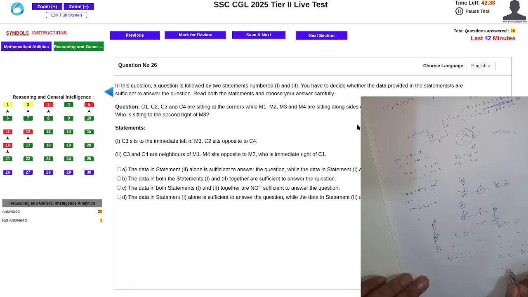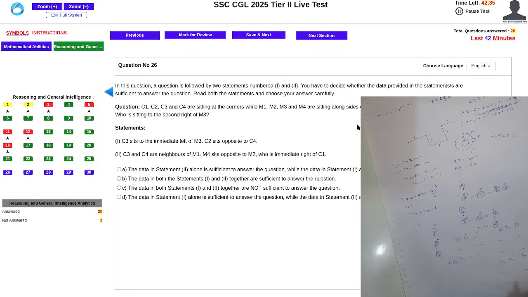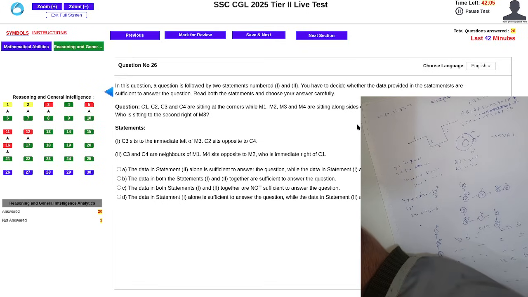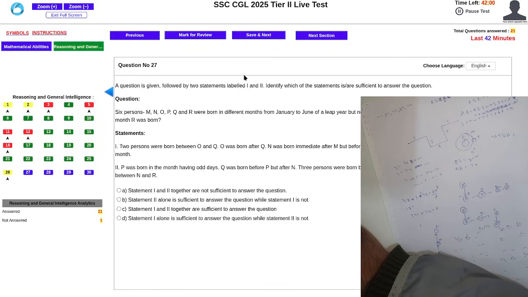M2 is immediate right to C1. M4 is opposite to M2. Sits second right of M3. We will see later, this is taking time.